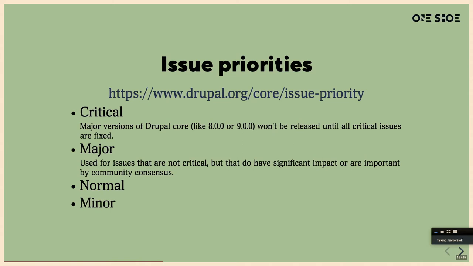Major issues are user issues that are not critical but do have significant impact or are important by community consensus. Basically, if everyone agreed that it's important, it can become major. They are prioritized in the current development release, and they may actually be backported to stable releases where applicable. For example, we're currently on Drupal 8.8, but 8.7 is still supported. Any major bug might actually be backported to 8.7 as well, if it makes sense. And then there's normal and minor.